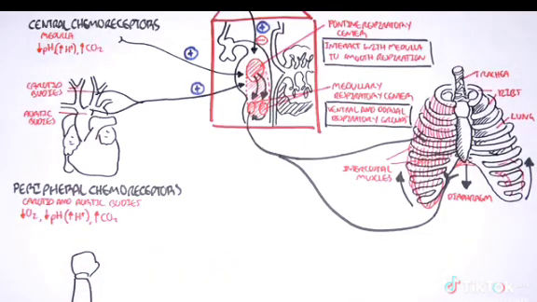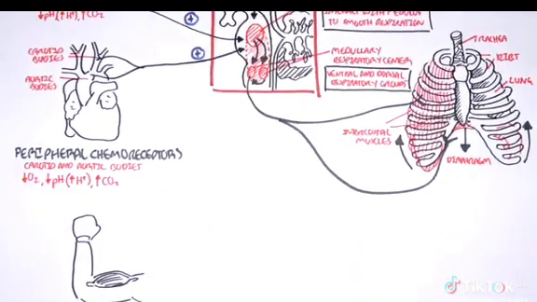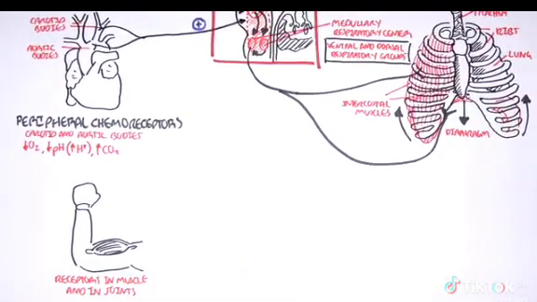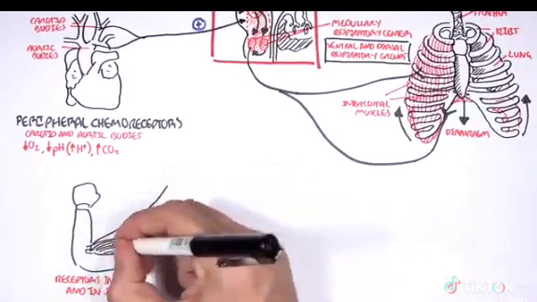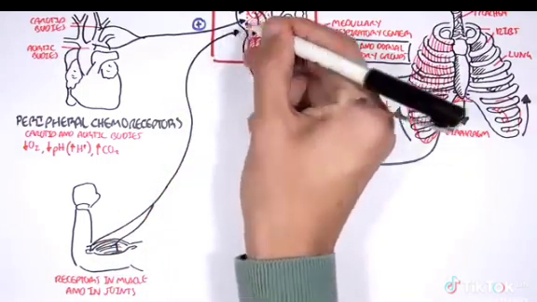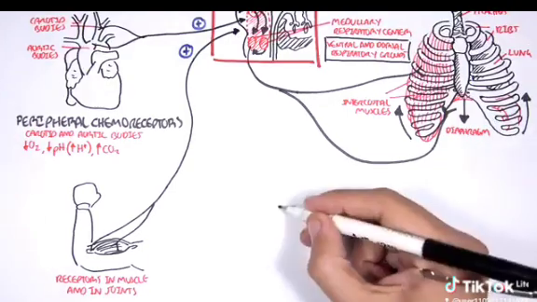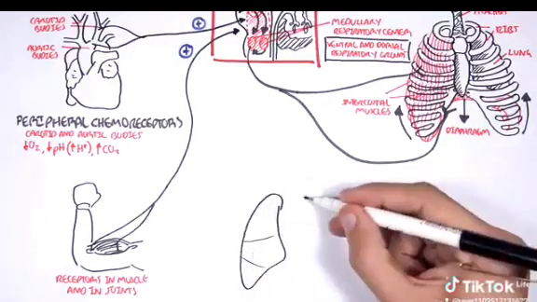You also have receptors in your muscles and in your joints, and these will be stimulated when you exercise. And so when you exercise, these receptors will stimulate the respiratory center so you can breathe quicker. And it's important to breathe quicker when you exercise so that you can take in more oxygen and you can blow out all the acid that has built up.